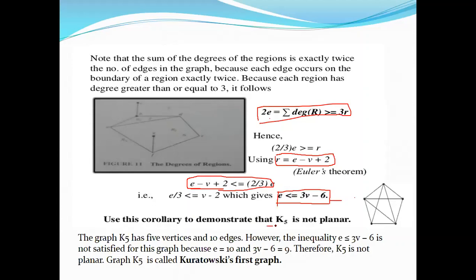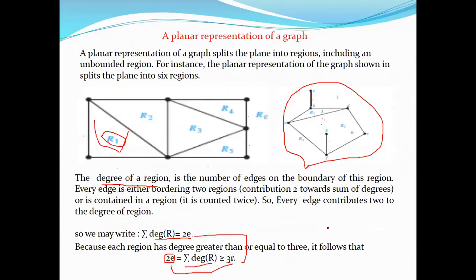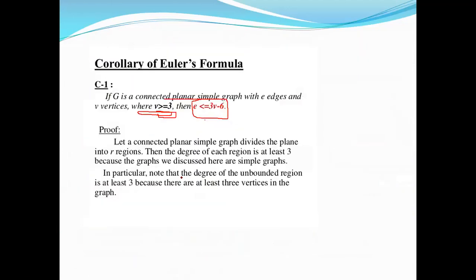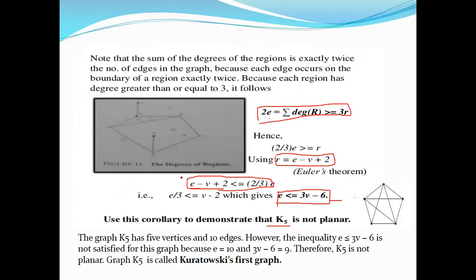Now using this result, E is less than or equal to 3V minus 6, we can prove that K5 is not a planar graph. Initially I had shown you that K5 can be drawn without intersection of edges. But now I'm not trying to draw this graph in a planar way, I'm just using this formula to prove that this graph is not a planar graph.